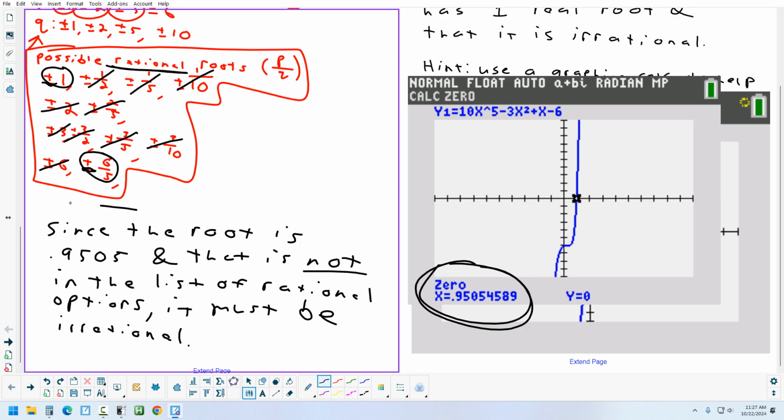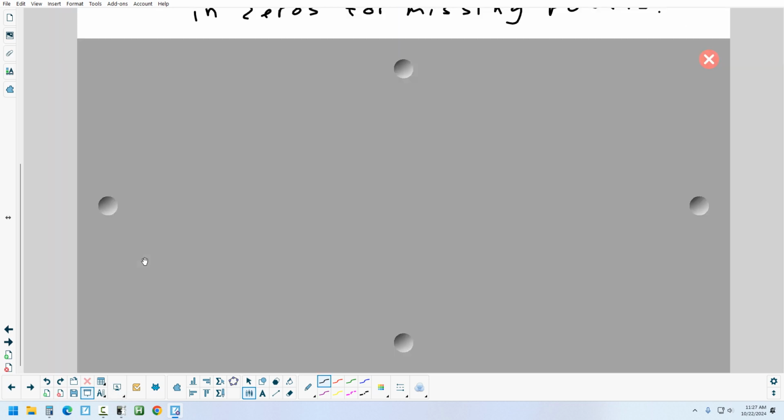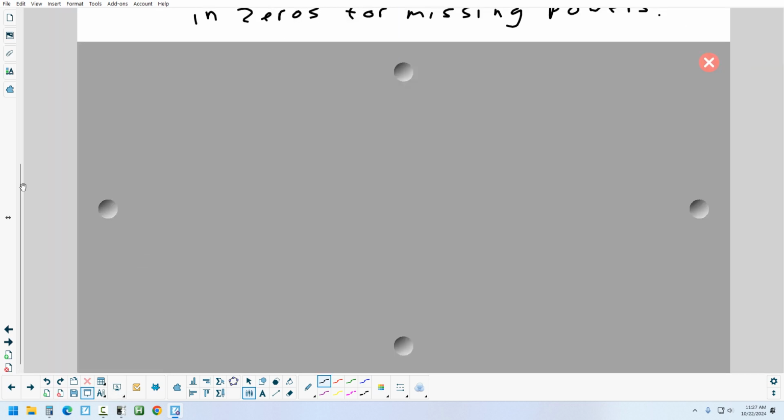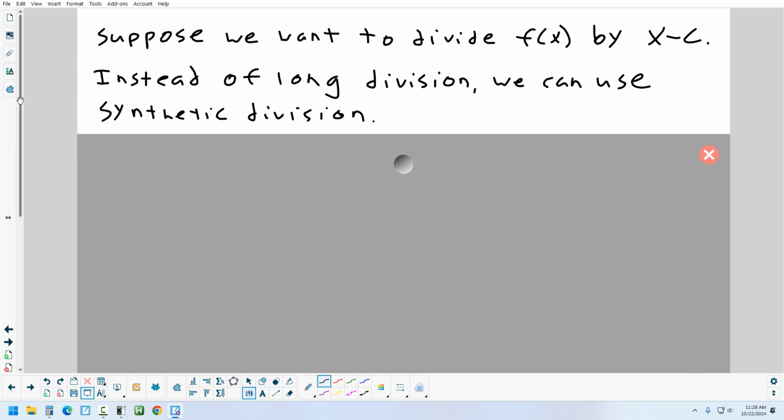Okay, any question on that idea? Okay, so that's the rational root theorem. We're going to come back and we're going to try a couple more. But I want to combine the rational root theorem with a new way to do long division. And these two things are going to go together. Think of them as like two tools. And we're going to use them together.